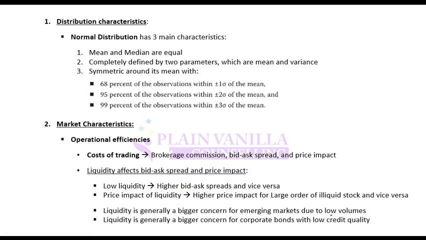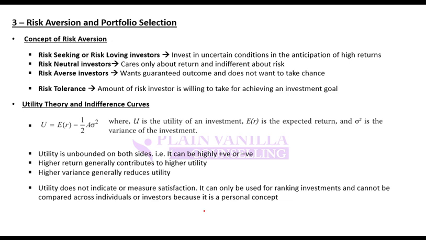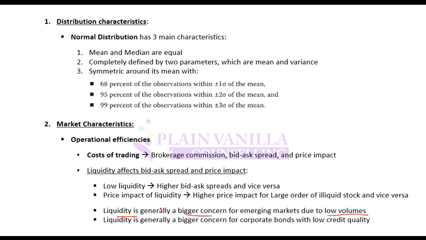So if volumes are lower in a market or trading activity is lower, then liquidity will be a bigger concern. Why? Because liquidity will be lower. If volumes are higher, liquidity will be higher. If credit quality is bad or low, liquidity will also be low. If credit quality is better, liquidity will be better. So all these would eventually or indirectly contribute to operational efficiencies.